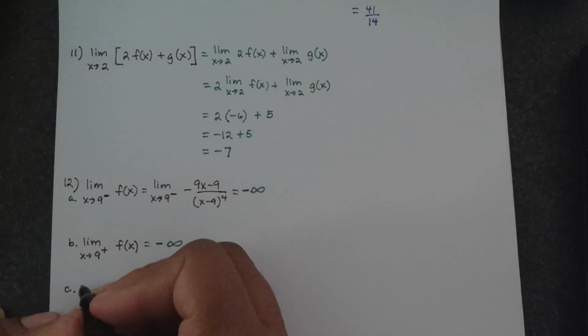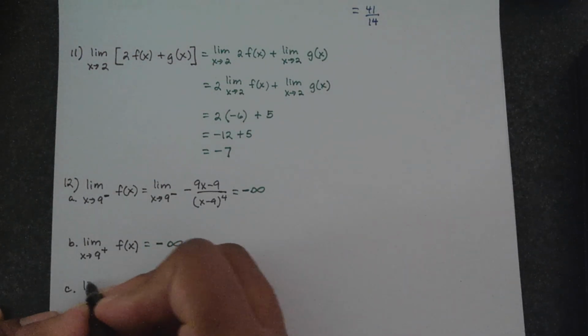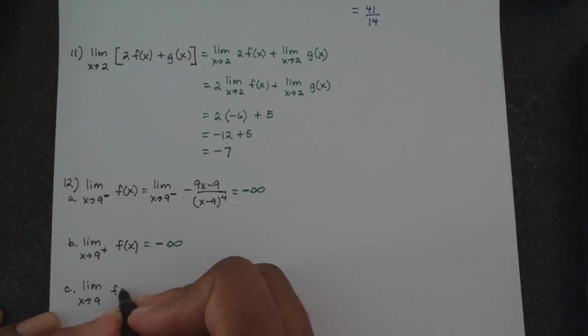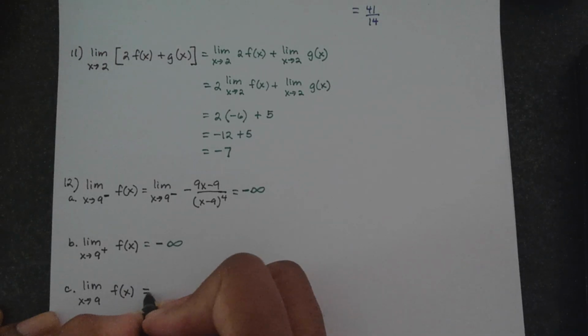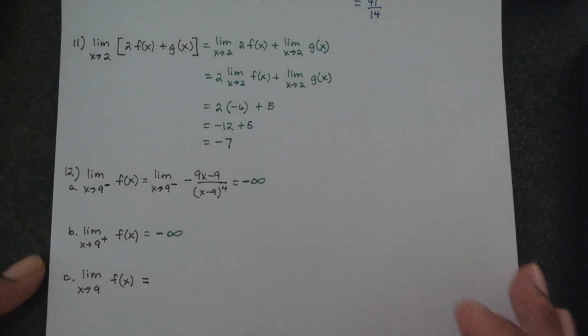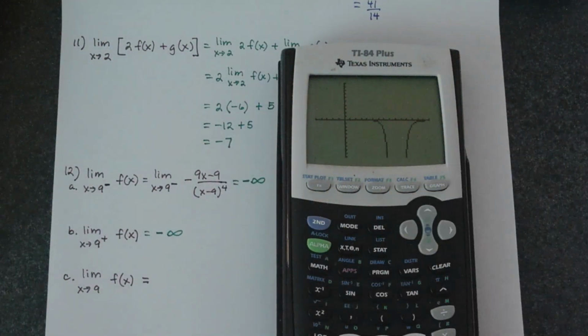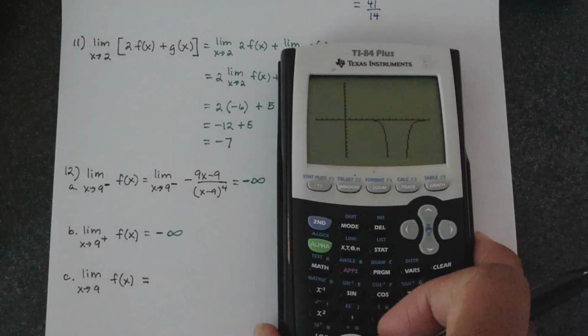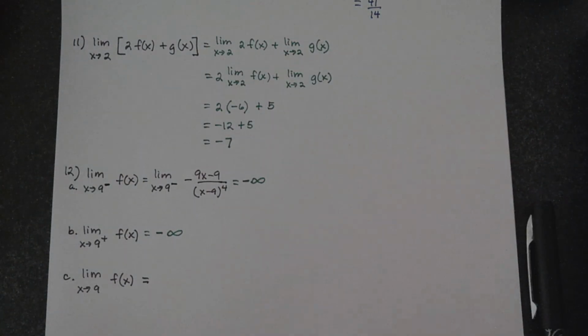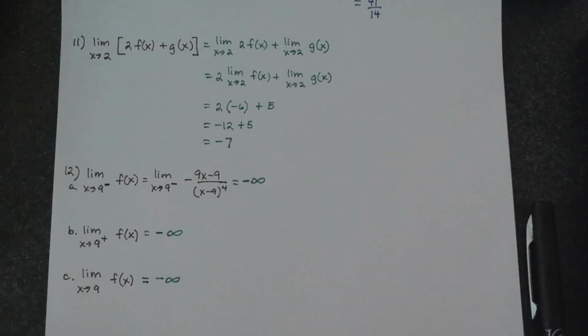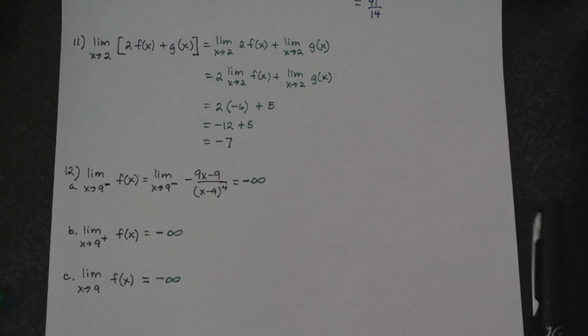And then part C is the limit as x approaches 9 itself of that function f of x. Well, based on that, where do you think it's going? Negative infinity. Negative infinity, because it's doing the same thing on both the left and the right side of 9. Okay. All right, questions on problem number 12.